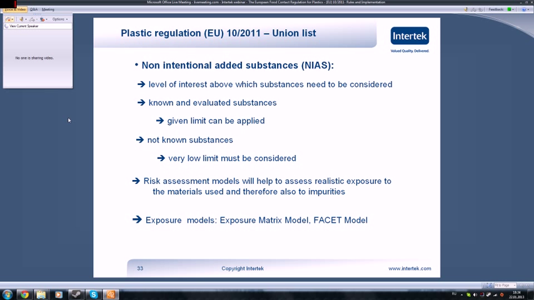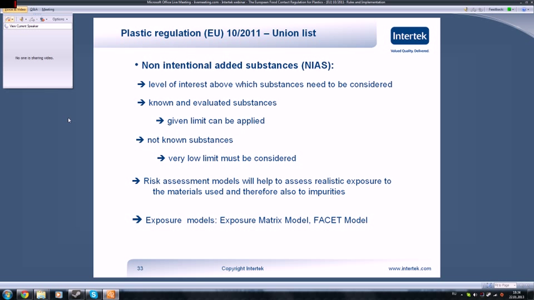But what is the level of interest? So once we made a screening on the substances to know whether they are there or whether we don't need to care, we at least need to do some screening to have some peaks. Then, of course, we could have high or low concentration peaks. So the level of interest above which substances need to be considered needs to be established. The first point is, are those substances known and evaluated substances? Then a given limit can be applied.